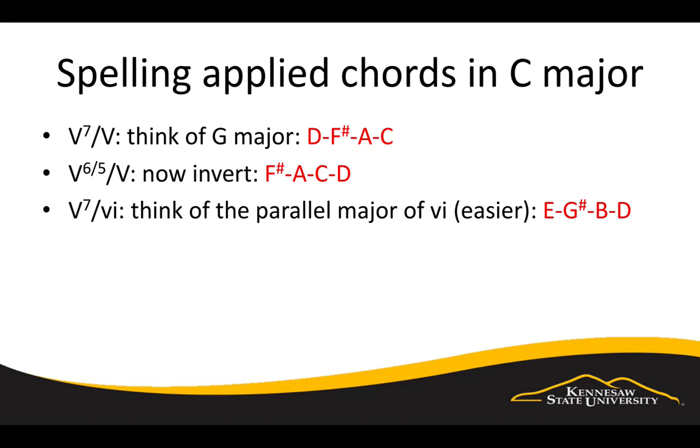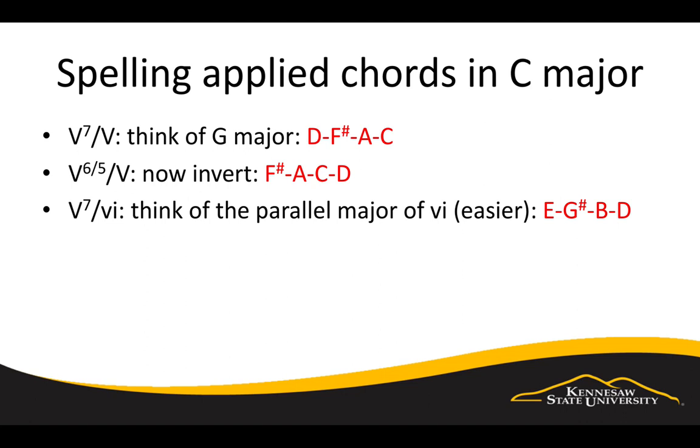5/7 of 6. Now let's think of the parallel major of 6. Notice that when we have 5/7 of a major key and then 5/7 of the parallel minor, they're the exact same notes. So this allows us to substitute the parallel major for a parallel minor, and then we don't have to do the step of raising the leading tone in minor.